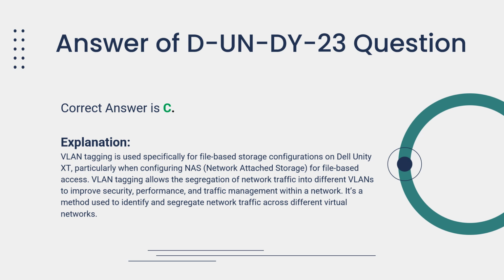Explanation. VLAN tagging is used specifically for file-based storage configurations on Dell Unity XT, particularly when configuring NAS, network-attached storage, for file-based access. VLAN tagging allows the segregation of network traffic into different VLANs to improve security, performance, and traffic management within a network. It's a method used to identify and segregate network traffic across different virtual networks.